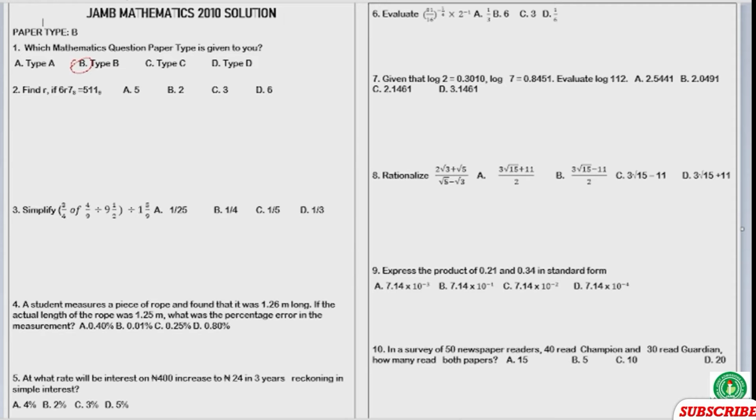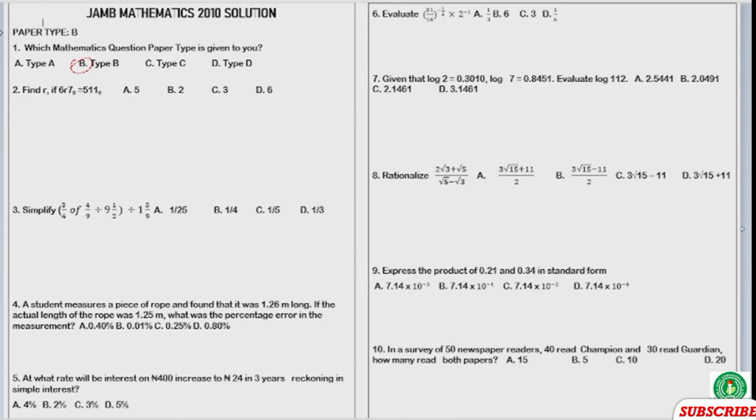Now question number 2 says, find R if 6R7 base 8 is equal to 511 base 9. This is a question on number bases. As you can see, this is base 8 and this one is base 9. We solve this kind of question by converting each of these bases to base 10 and equating the results to each other. This method is called the expansion method, and that's what we're going to do now.